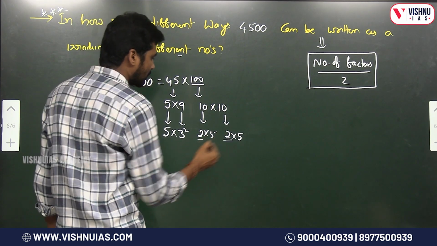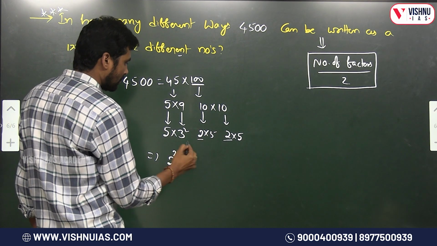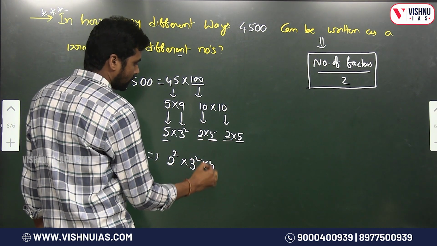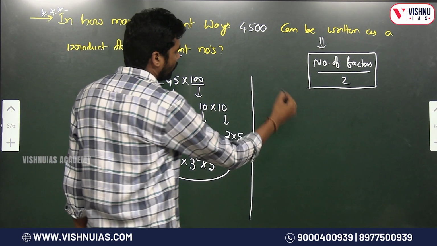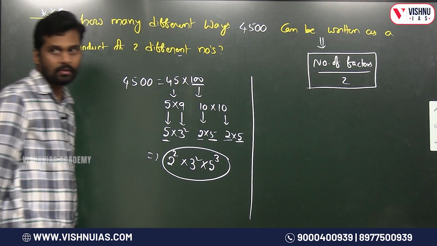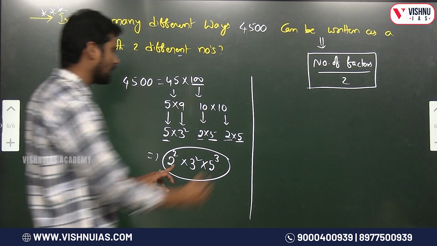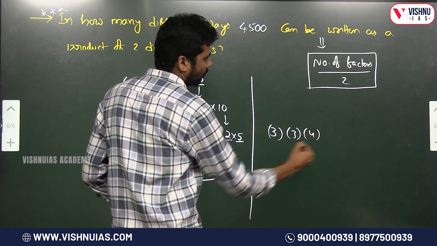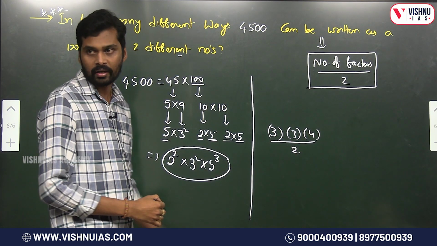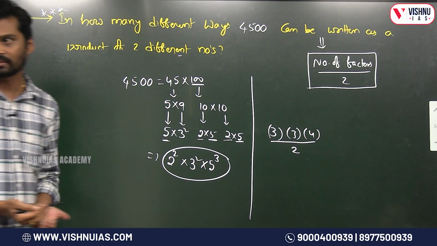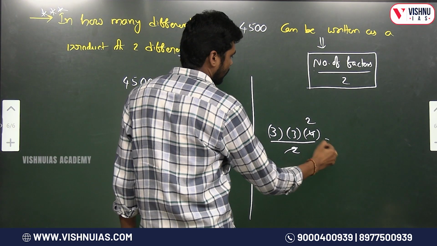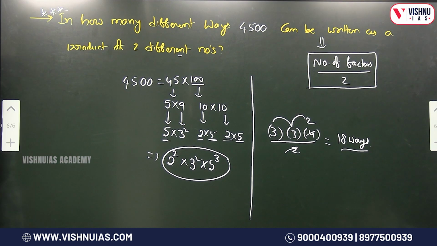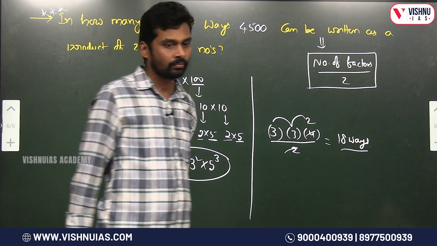So here 2 appears 2 times, so 2 square. 3 appears 2 times. 5 appears how many times? 3 times, so 5 cube. Now what is the answer? Number of factors divided by 2. Number of factors means: 2 plus 1 is 3, 2 plus 1 is 3, 3 plus 1 is 4. Divided by 2. Simply you know how to find the number of factors, and then divide by 2. So 3 3s are 9, 9 2s are 18. Okay, 18 ways. Number of factors divided by 2.